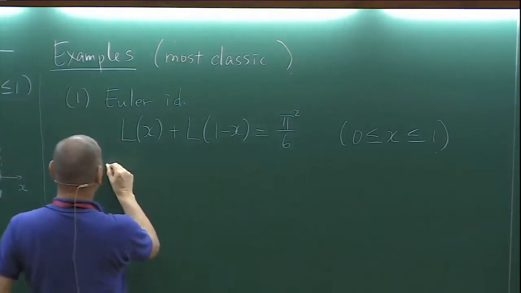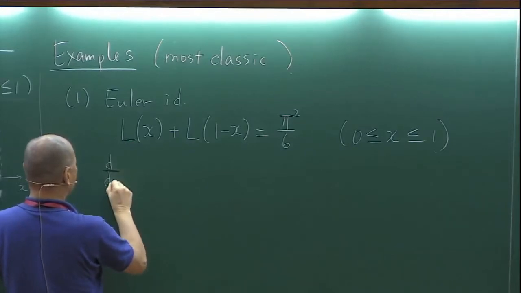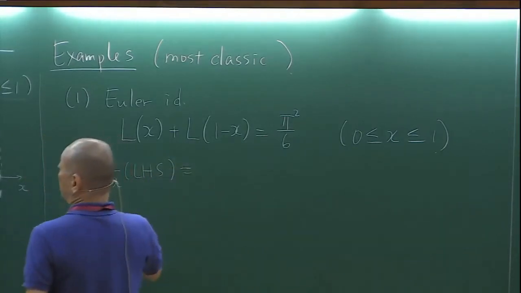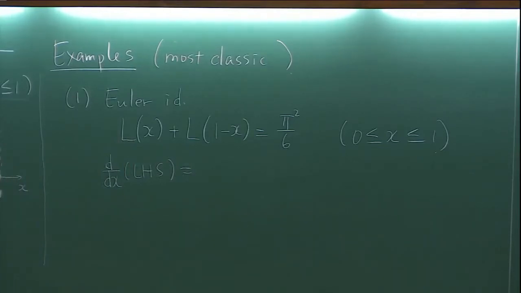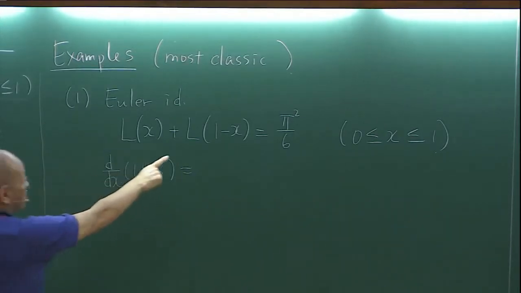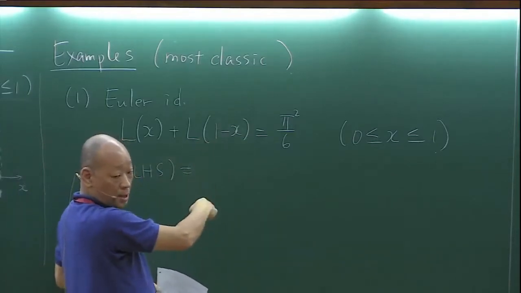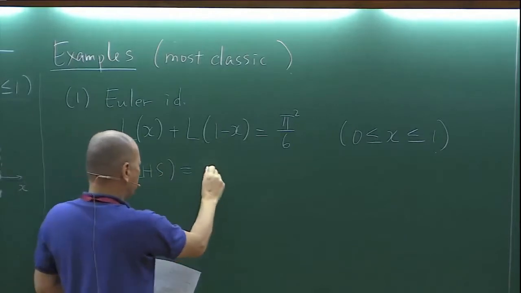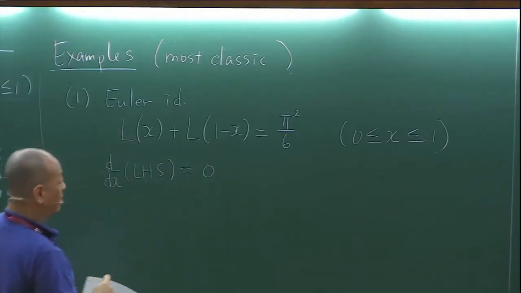It means you just take the derivative of the left-hand side. Then from this expression, you get this function, which is symmetric in x and 1 minus x. But because of this minus sign, an additional minus comes up in the derivative. So they cancel. So this is 0.